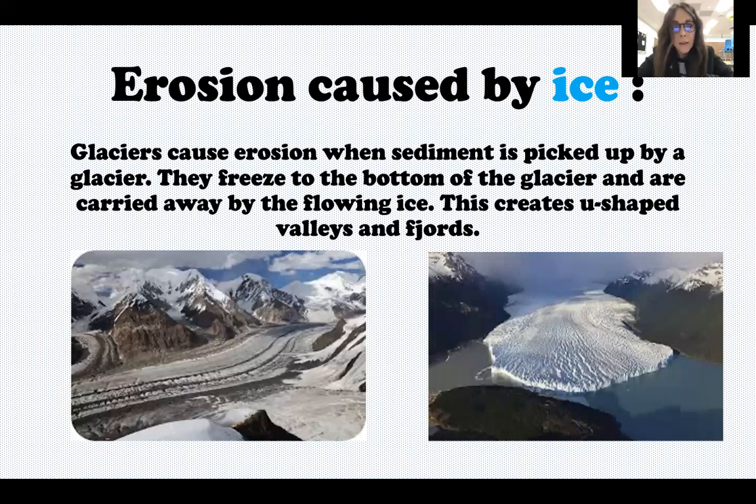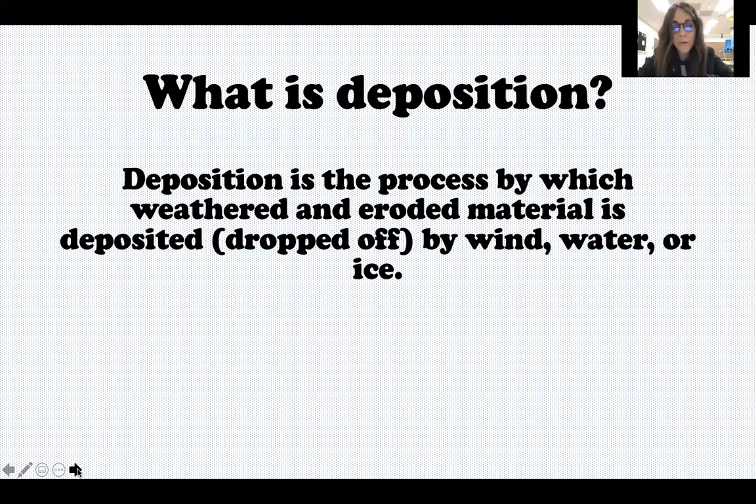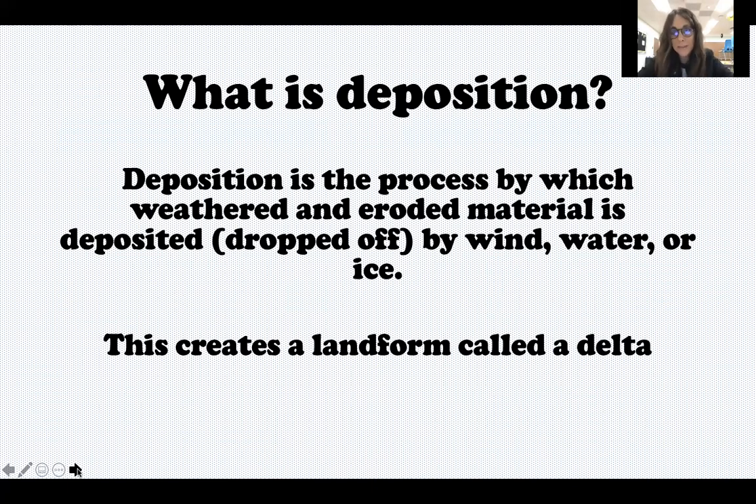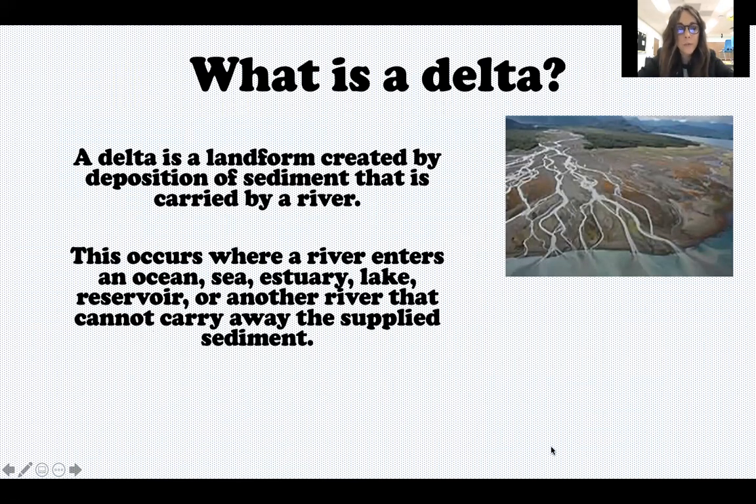All right, and then that brings us to deposition, which is the process by which weathered and eroded material is deposited or dropped off by wind, water, or ice. This creates a landform called a delta. So that's easy to remember: deposition, delta. A delta is a landform created by deposition of sediment that is carried by a river. This occurs where a river enters an ocean, sea, lake, estuary, reservoir, or another river that cannot carry away the supplied sediment.